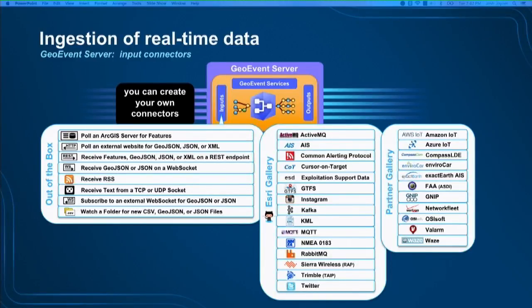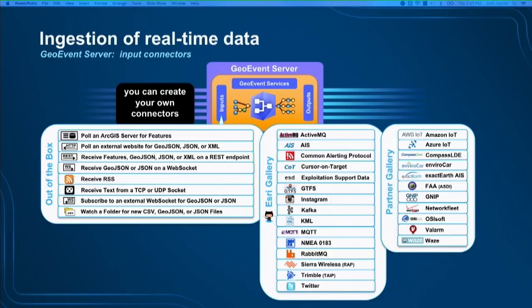So we provide a number of different types of connectors with the GeoEvent Server that allow you to connect to external data feeds. And we have these grouped into three categories here. On the left, we have what we call the out-of-the-box connectors. These are the most generic of connectors. They are not branded to any specific vendor feed, but they will let you connect to external websites for things like JSON, GeoJSON, XML, delimited text.